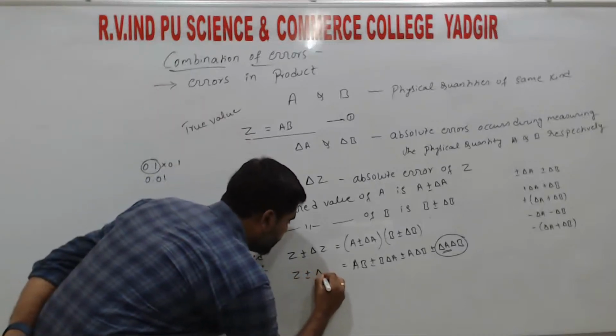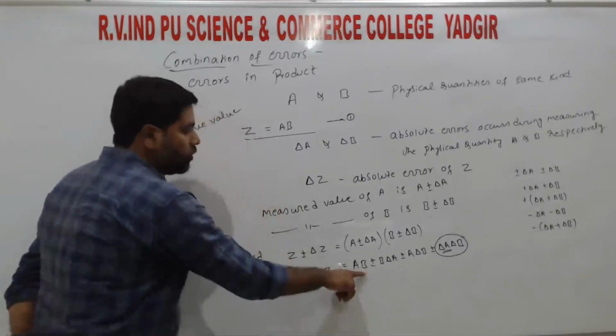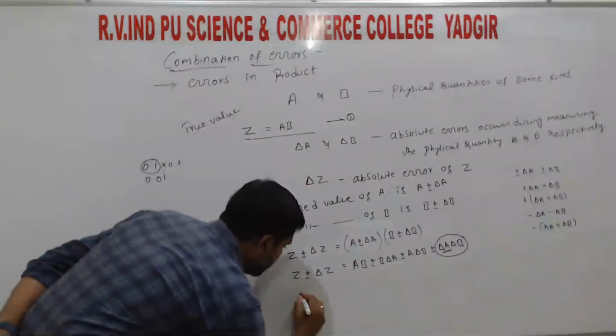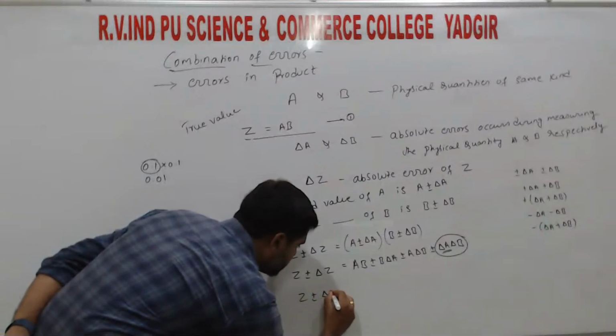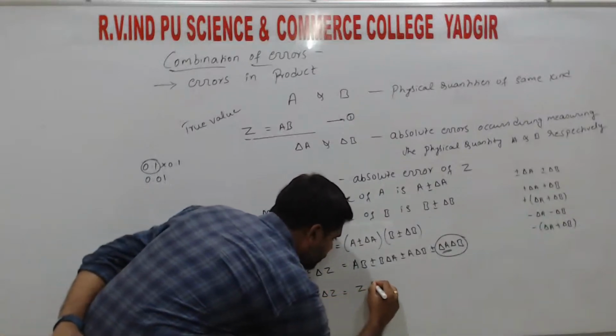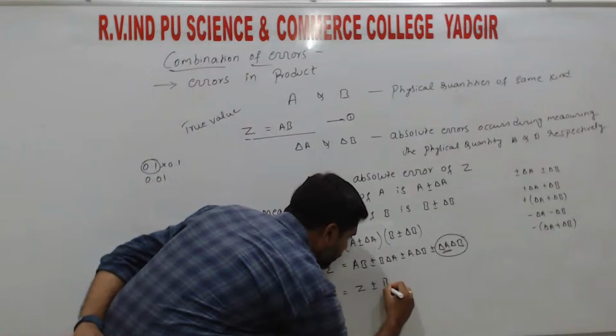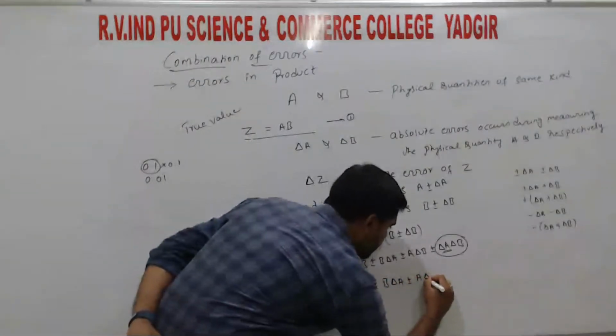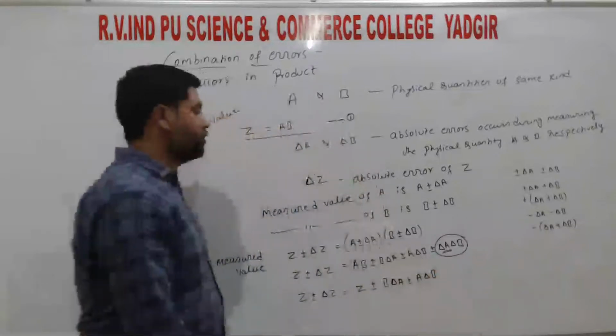Z plus or minus delta Z. So in place of AB, from the first equation we can write that as Z, right? So Z plus or minus delta Z is equal to Z plus or minus B delta A plus or minus A delta B.